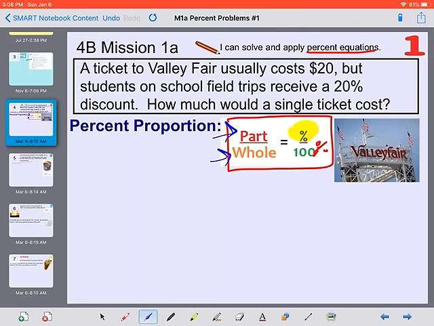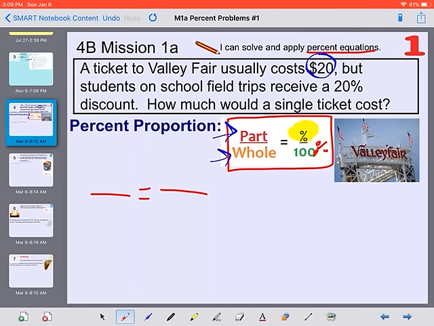So in this first example, it says a ticket to Valley Fair usually costs $20. So it costs a total of $20 to enter Valley Fair. But students on a school field trip receive a 20% discount. How much would a single ticket cost? So we're going to set up our proportion. I'm going to draw this out.